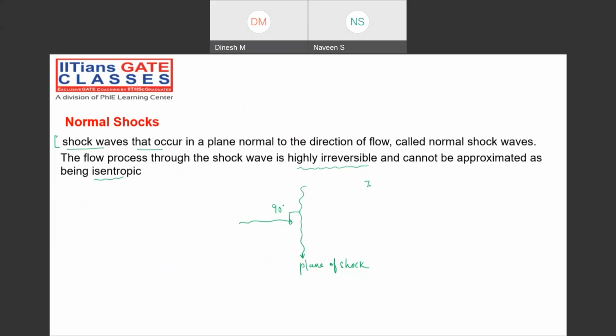So normal shock means irreversible plus adiabatic. Adiabatic, why? Because the nozzle is still insulated. No heat transfer can be taking place. Whatever the friction is there, because of the friction, whatever the heat energy will be generated, that cannot go outside. Still it is adiabatic. It is what? Insulated, my dear friend. Everything is perfectly insulated.